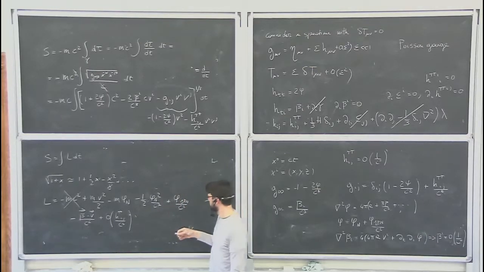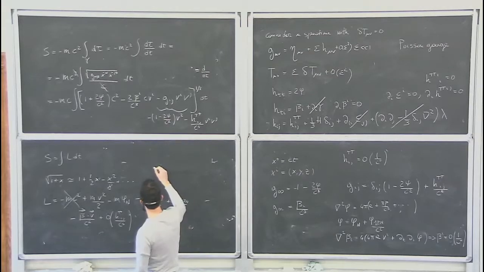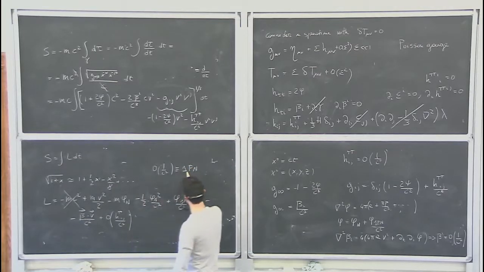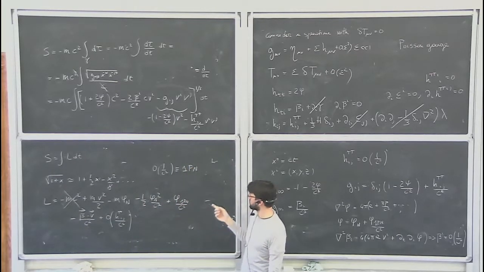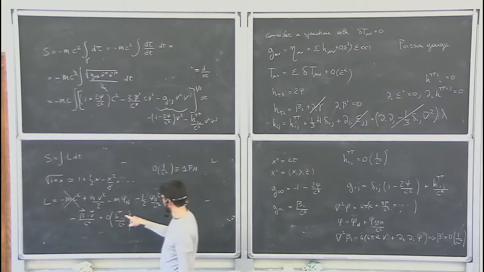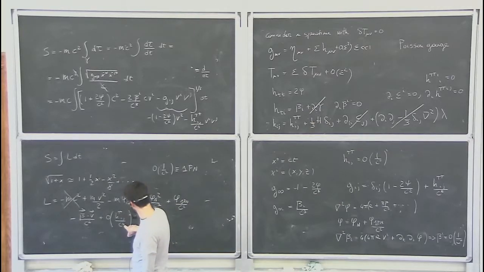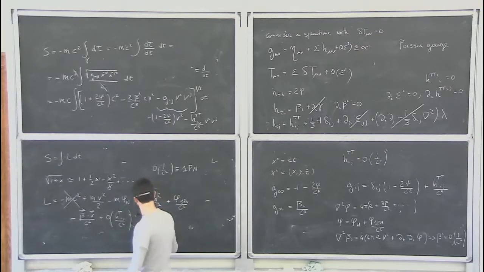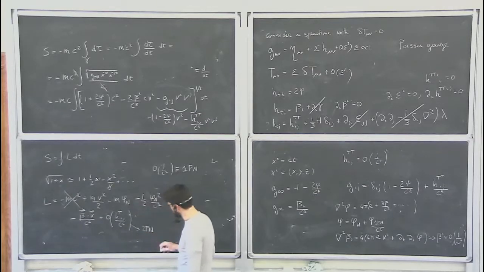That means order 1 over c squared is what we call 1PN, 1 post-Newtonian. 1 post-Newtonian order is 1 over c squared. And I get terms that depend on h_tt that appear at order 1 over c to the 4. So this is what we call 2PN. And this is the last thing I will be saying today.